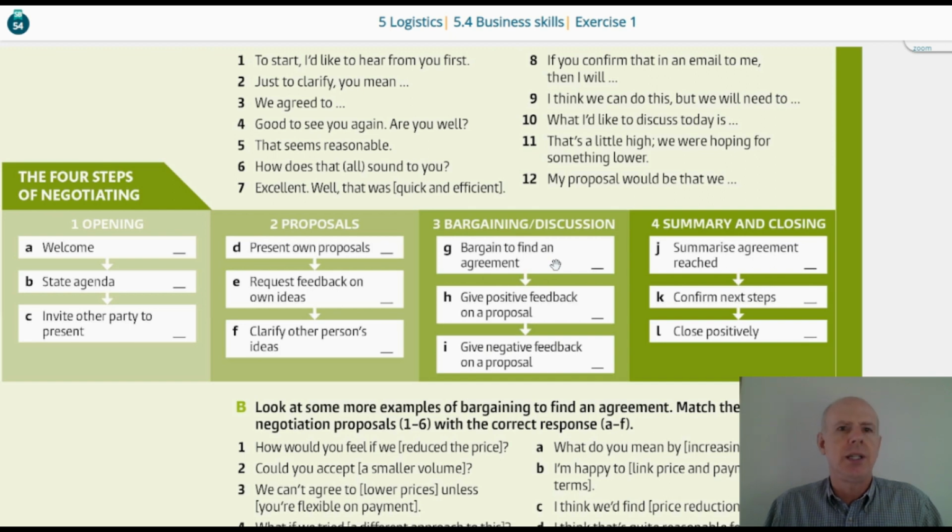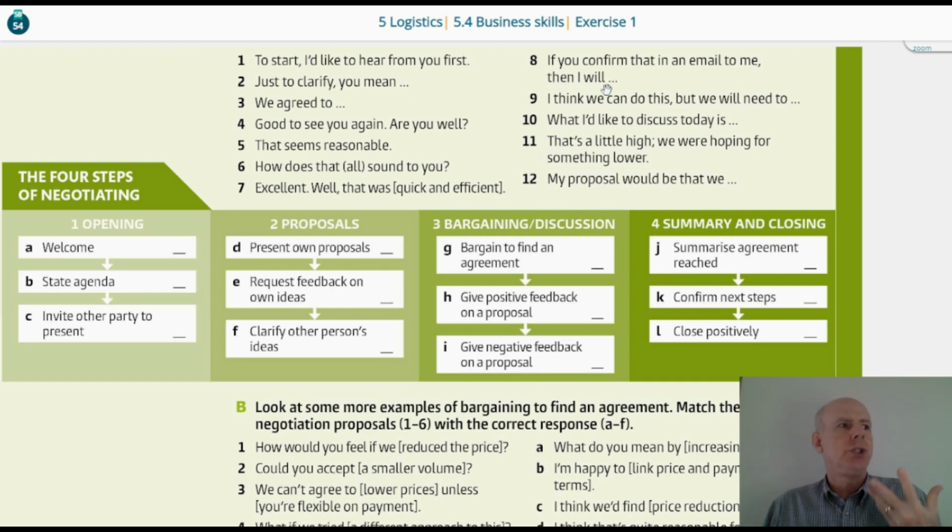After reaching the agreement, look, you summarize the agreement reached. Why not in number 3 here? We agreed to this, that, and so on, right? After agreeing and checking that everybody agreed, there's something to do. That's to confirm next steps. Let's try here. If you confirm that in an email to me, then I will.